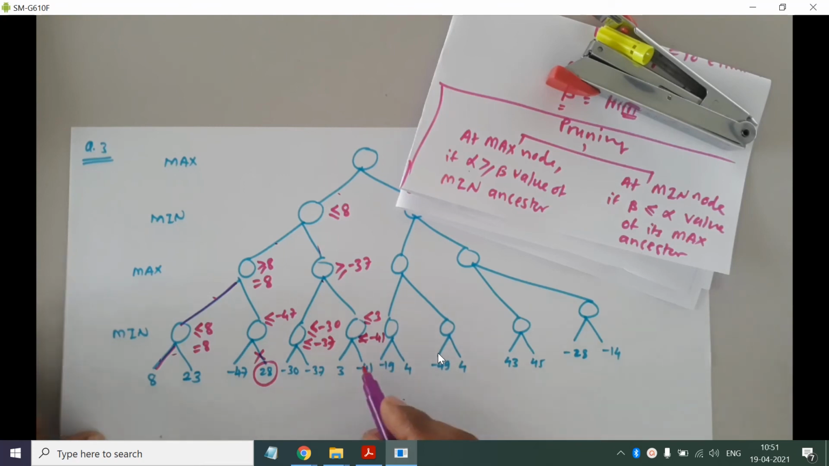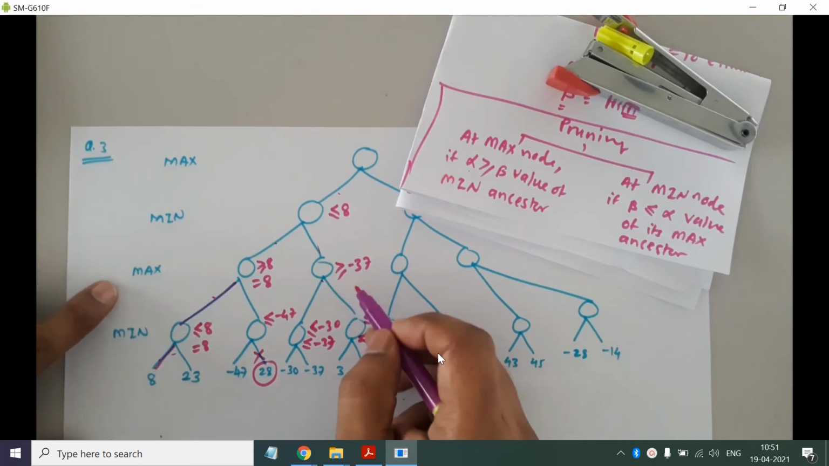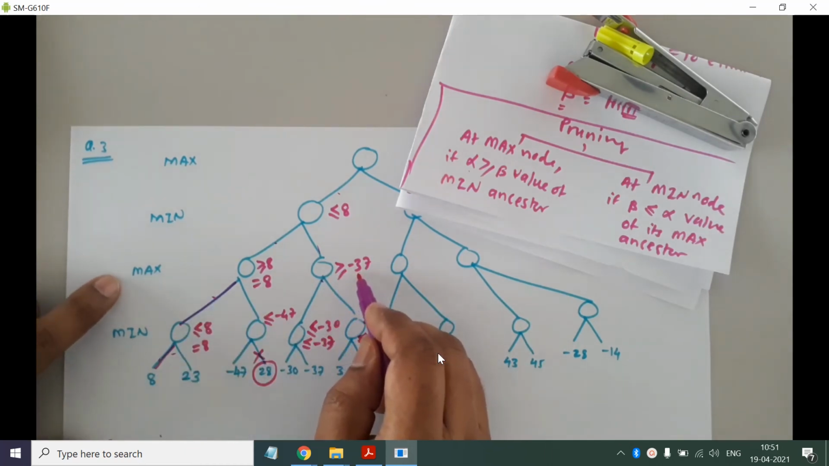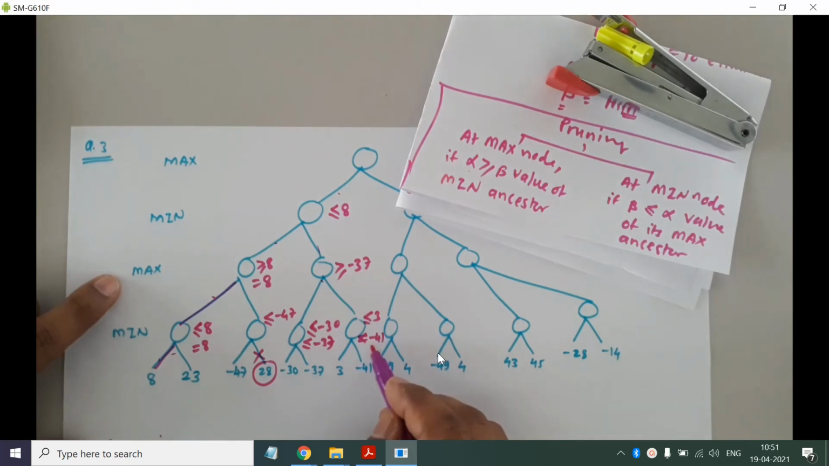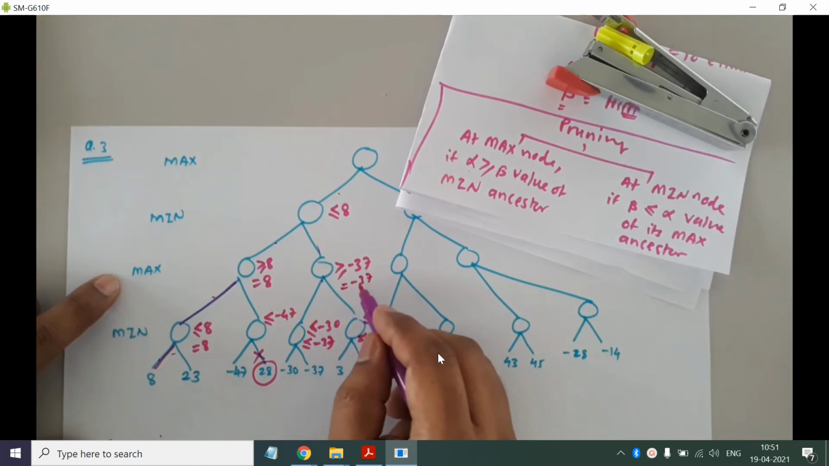Okay, so we'll move forward. Here Max was expecting a higher value than minus 37, but this branch is giving him minus 41, so he will update the alpha value as minus 37 only.